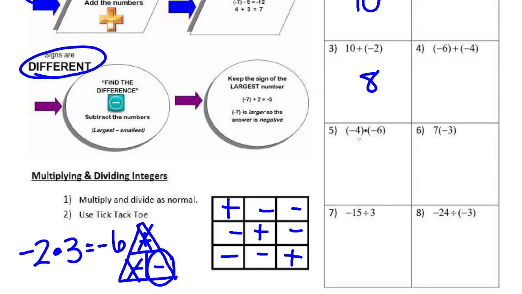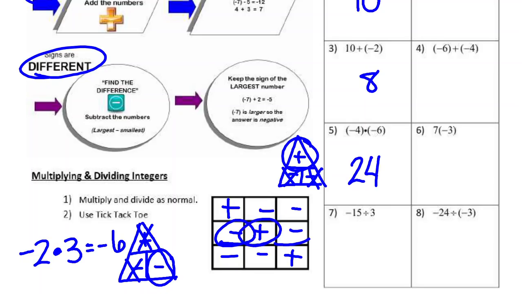So if we look at number 5, I have -6 times a -4. If I look at the triangle, positive, negative, negative, a negative times a negative is a positive, so this is going to be a positive, and 4 times 6 is positive 24. Number 7, a negative divided by a positive is a negative, so I get -5. So you can use the tic-tac-toe chart or you can use the triangle, both are fine.